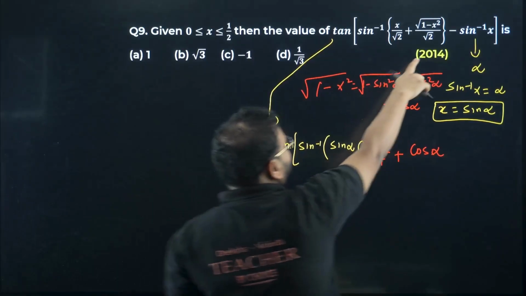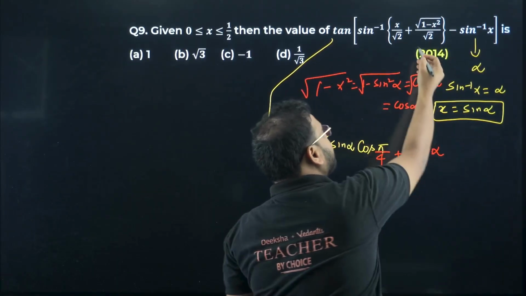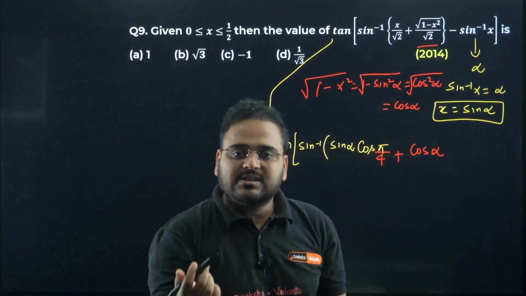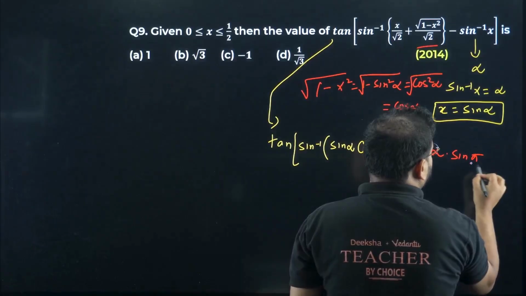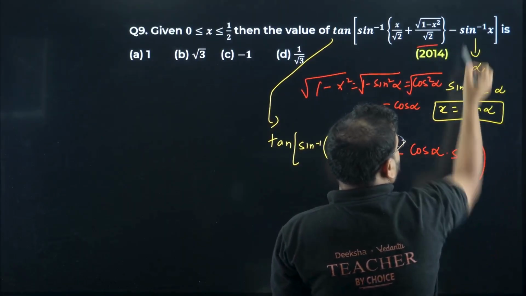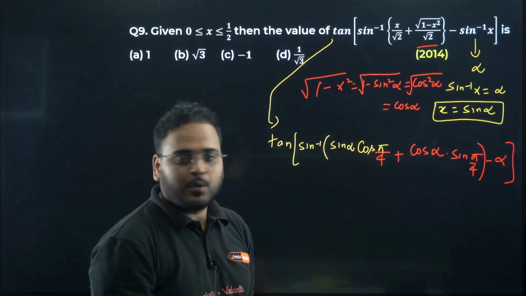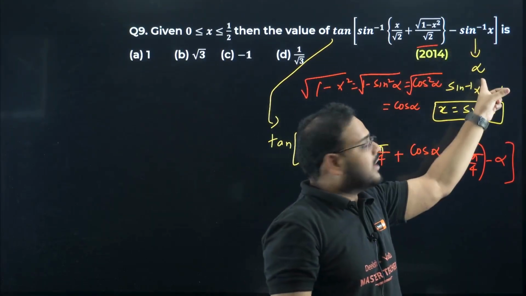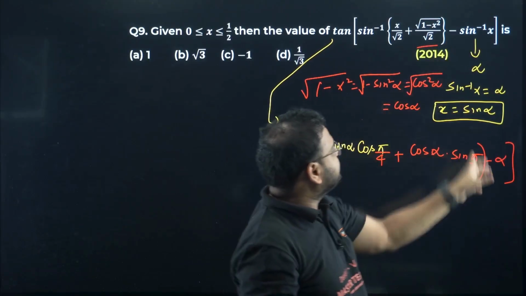Same way I'll have left here 1 by root 2 in the denominator, right? Please check. This root 2 is left, no? I'll have 1 by root 2. What is it? Sine pi by 4. Okay, close the bracket and this becomes minus alpha. Sine inverse of x is what? Alpha. I've written that. Minus alpha. The bracket is closed.